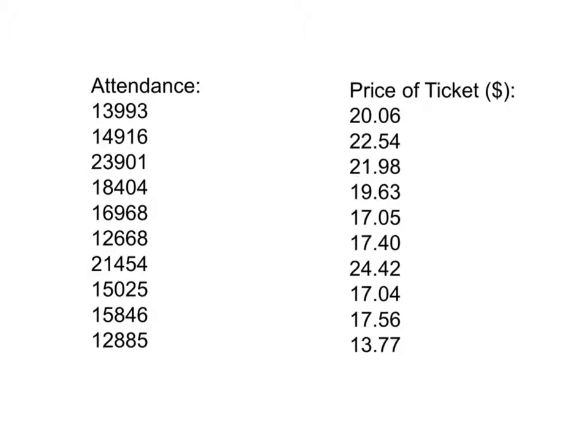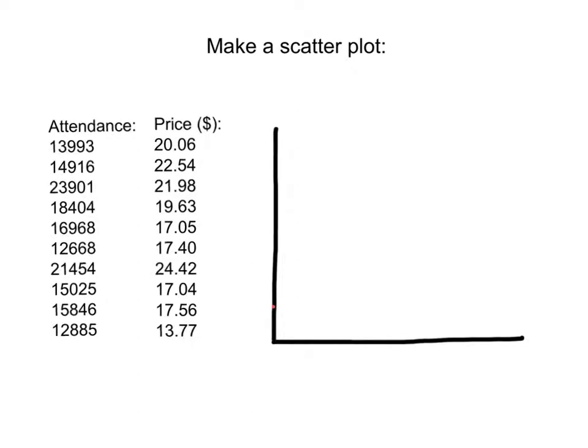Here is the data that we will be using. In the left column is the attendance to a specific game. In the right column is the price of a ticket to that game. Now we will make a scatter plot using our data.